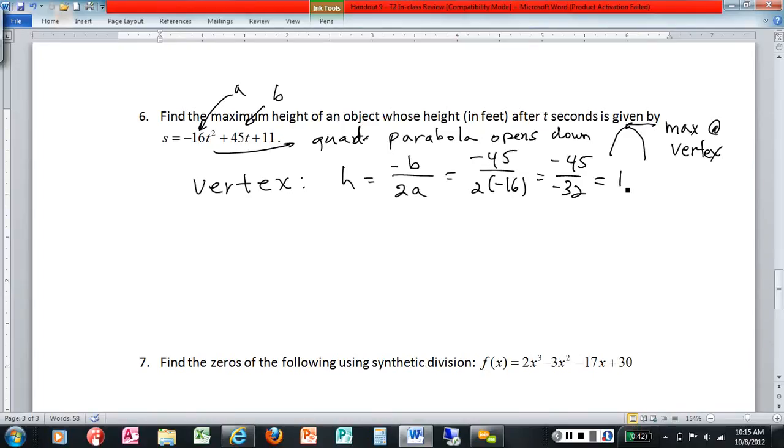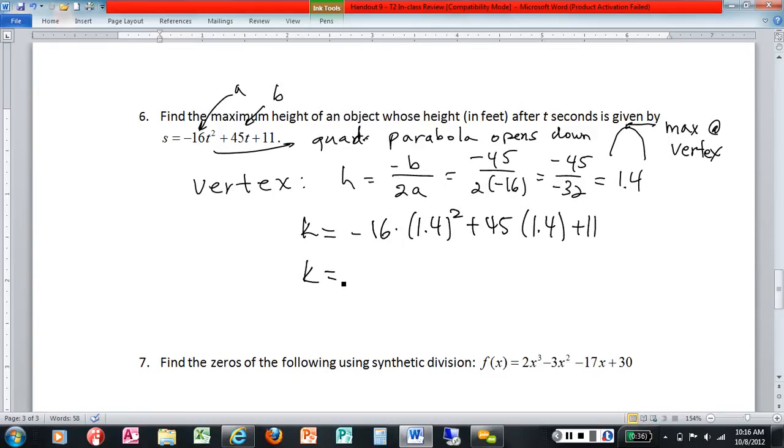That's about 1.4. And then the k, we'll plug that in for t in this case, so we get k is negative 16 times 1.4 squared plus 45 times 1.4 plus 11. And so that gets me k is... plug all that in. I get, somebody check me, 42.64. So the maximum height is 42.64 feet.